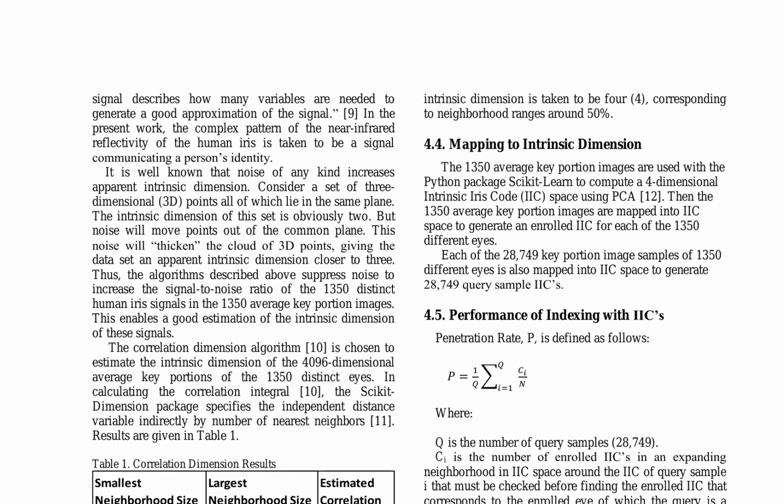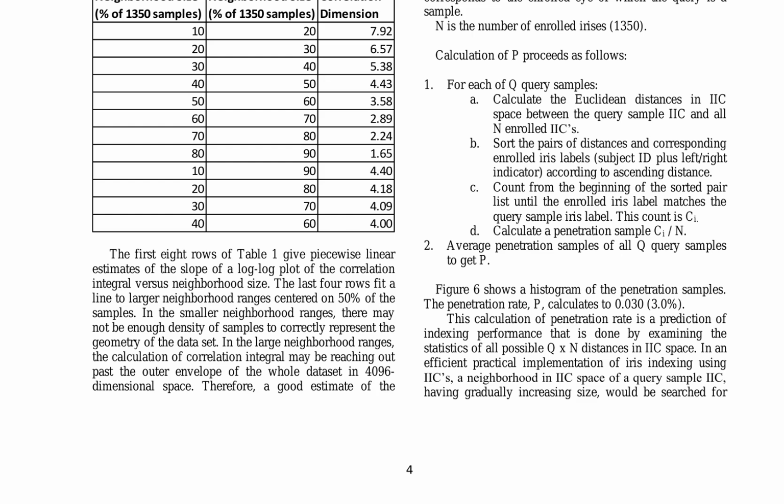The application of complex signal processing techniques to analyze the near-infrared reflectivity of the human iris for identity recognition is discussed. Noise suppression is emphasized to enhance the signal-to-noise ratio. The correlation dimension algorithm is employed to estimate the intrinsic dimension of iris signals, which is found to be 4. This dimensionality is used to map iris images into a lower dimensional intrinsic iris code, IIC, space for efficient indexing. The performance of this indexing method is evaluated by calculating the penetration rate, which is found to be 3.0%.